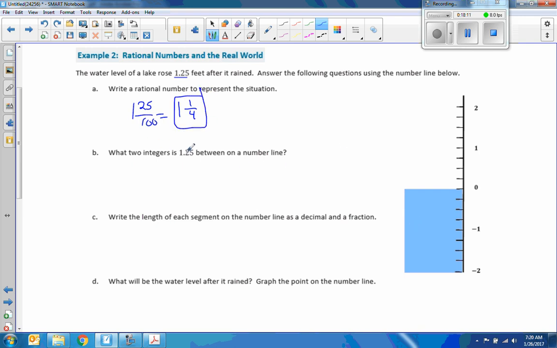B. What two integers is 1 1/4 between on the number line? Well, if I just cancel this, it's 1. And if I round up to the next whole number, it is 2. So it is between 1 and 2.